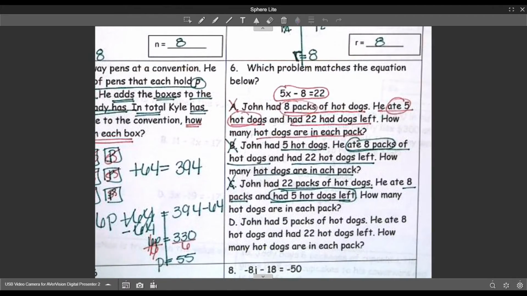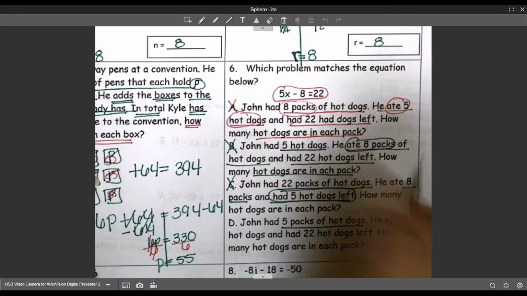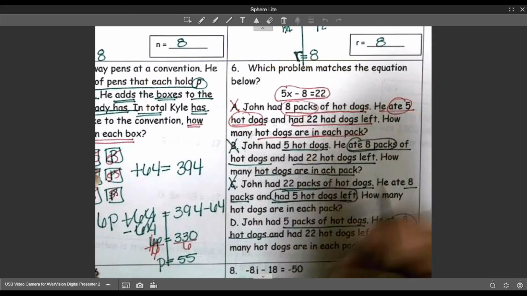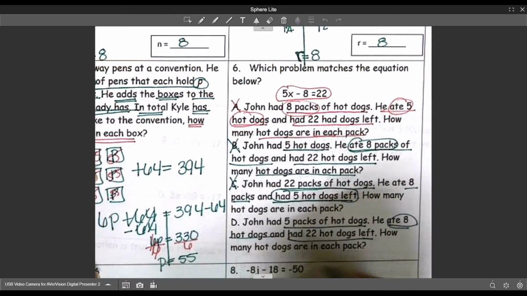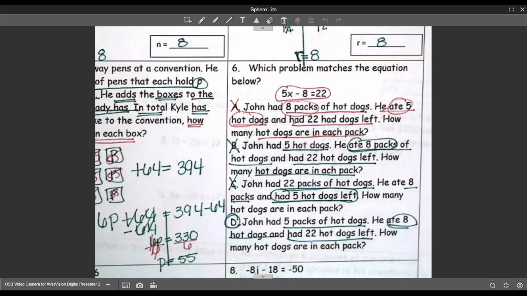And we're going to look at letter D. John had 5 packs of hot dogs. He ate 8 hot dogs, so minus the 8 hot dogs, and had 22 hot dogs left. That is the only one that makes sense. So the answer is letter D. And again, all we're doing is just choosing: does it match or does it not match? Okay, does it make sense?